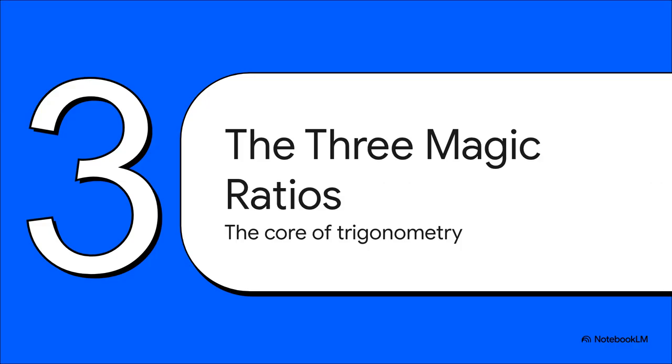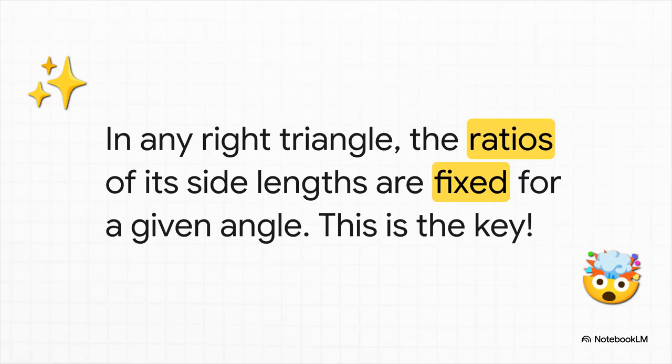All right, so we've got our triangle, we know the names of the sides, and we can measure the angles. Now, here comes the magic. This is the core idea of all of trigonometry. This right here is the absolute key, the big aha moment. If you have a right triangle with, let's say, a 30-degree angle, the ratio of its opposite side to its hypotenuse will always be the exact same number. It doesn't matter if that triangle is tiny enough to fit on your fingertip or if it's miles wide. That angle locks in the relationship between the sides. It's because all right triangles with that same angle are similar. They're just bigger or smaller copies of each other. This is the whole game right here.